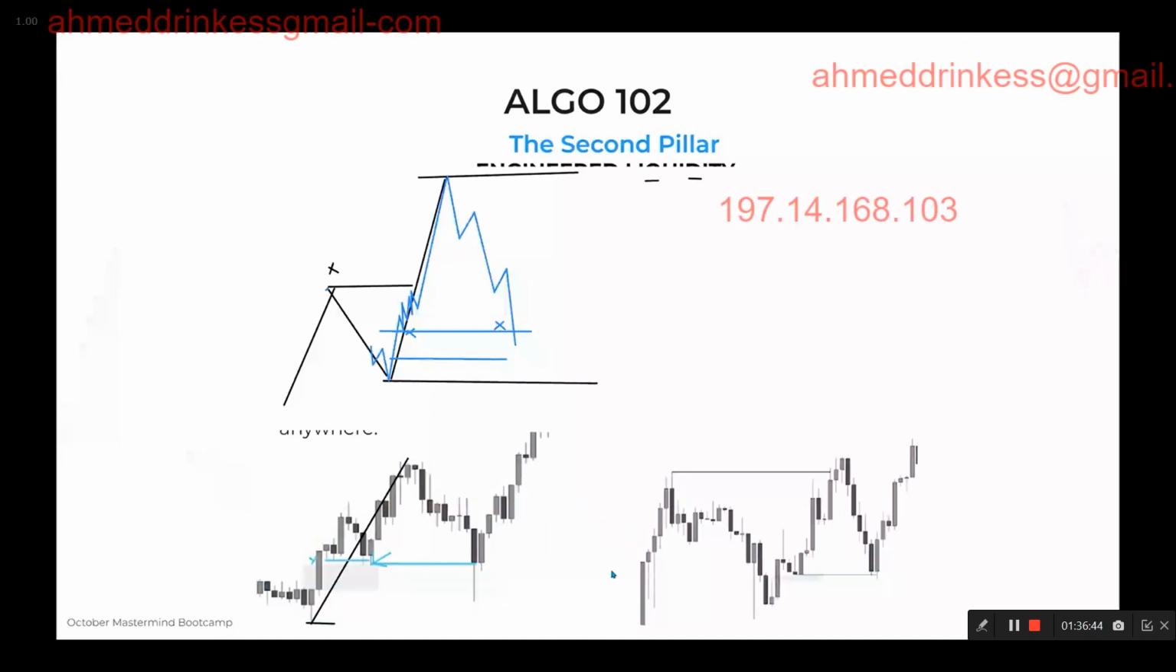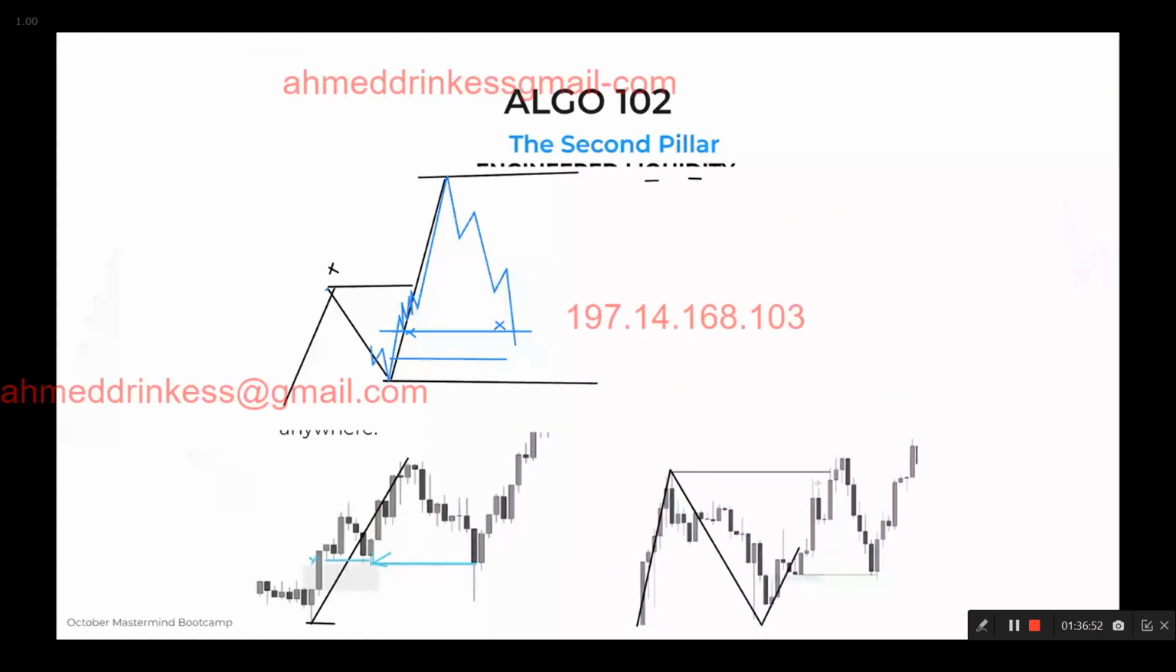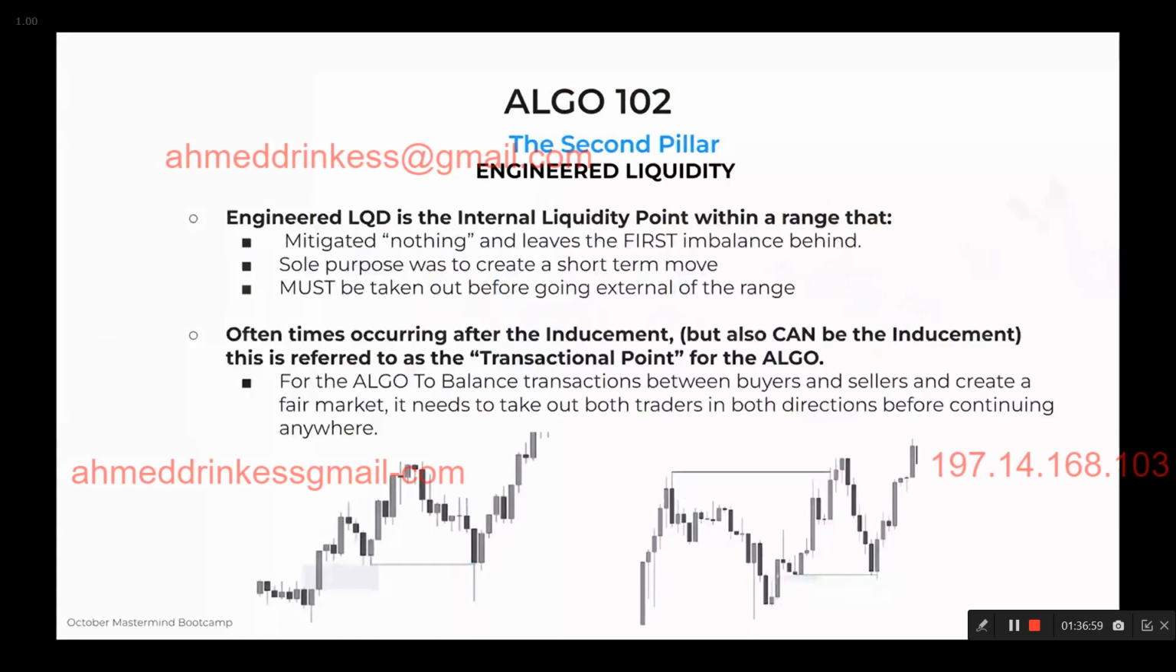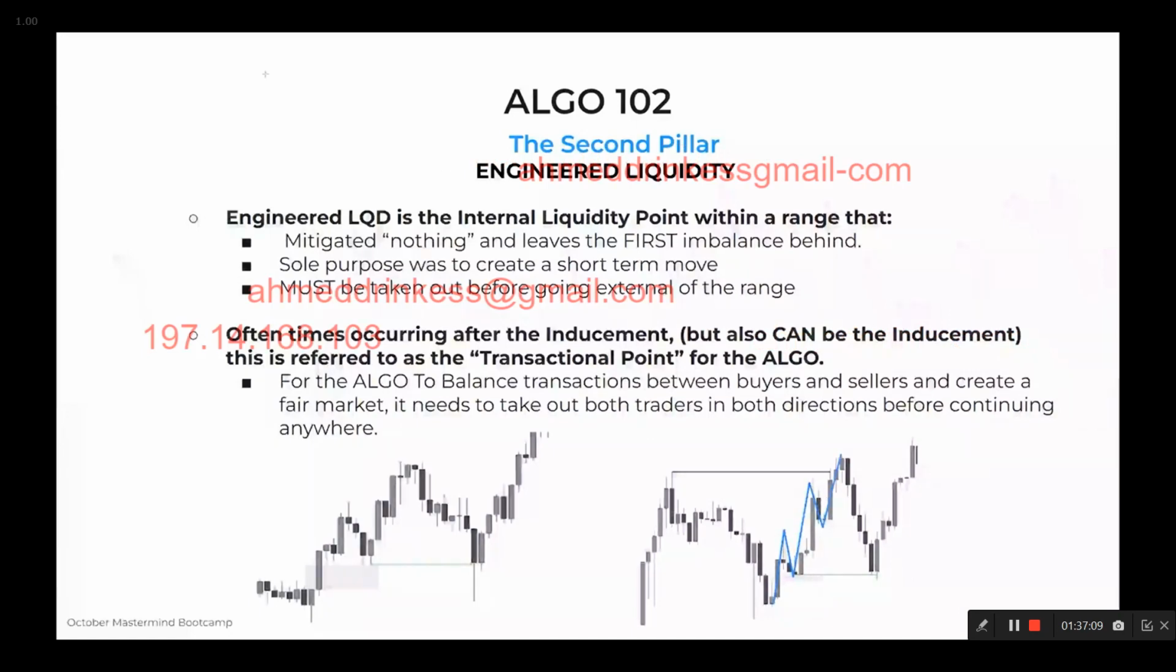Same thing over here, right? What happens? We see over here, we have a low, high, higher low, higher high. This is our external range, right? This is our external range. After our external range is created, where's the first internal liquidity point that doesn't mitigate anything and causes the bullish push to happen afterwards? We see it's right here.